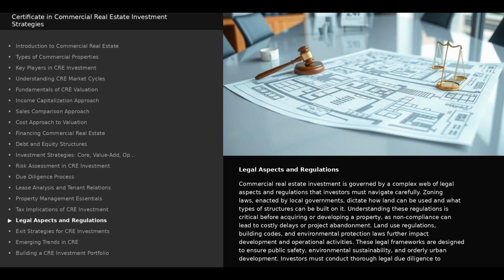Legal aspects and regulations. Commercial real estate investment is governed by a complex web of legal aspects and regulations that investors must navigate carefully. Zoning laws, enacted by local governments, dictate how land can be used and what types of structures can be built on it. Understanding these regulations is critical before acquiring or developing a property, as non-compliance can lead to costly delays or project abandonment.